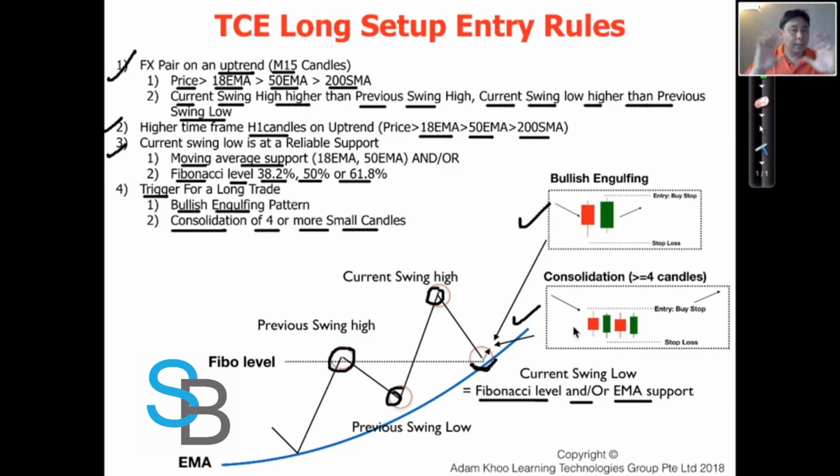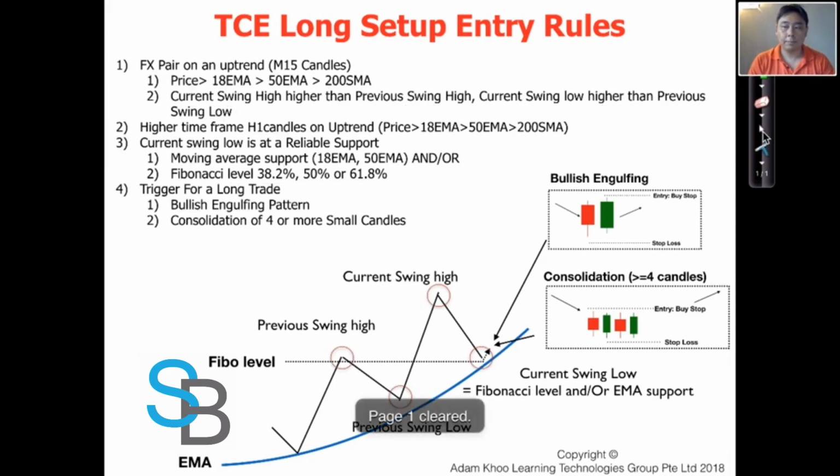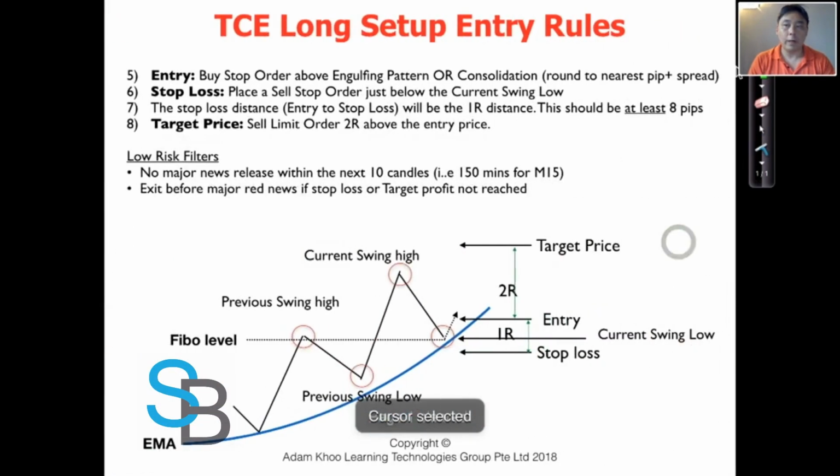All right. So once we see 1, 2, 3, 4, only when we've got all four setup rules aligned, then we can place our buy order, our stop loss, and our profit target. Okay, so where do we place our entry order? So our entry order would be a buy stop order, okay, right above the high of the engulfing pattern, or right above the high of the consolidation pattern.